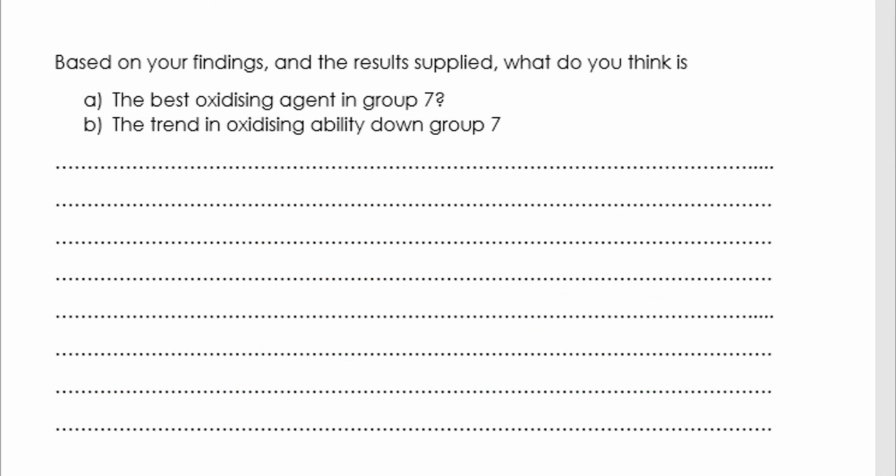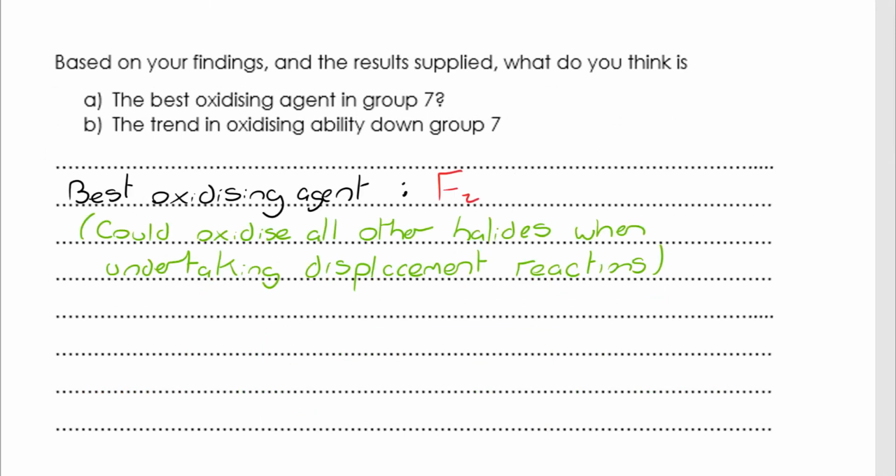Let's take a look. The best oxidizing agent is F2 of the 4 examples that we saw, and actually it is the best because it's at the top of the group. We know that because it was able to oxidize every other halide in the chemical reaction. Now, if that's the best oxidizing agent, we can assume that it will decrease down the group, but we have further evidence of that as well.